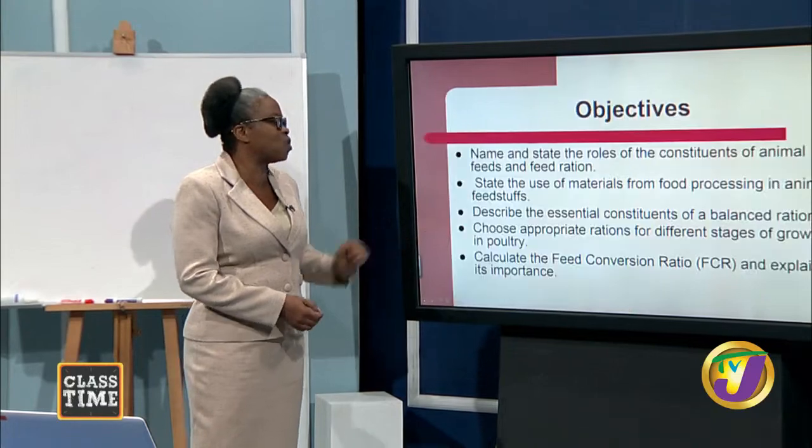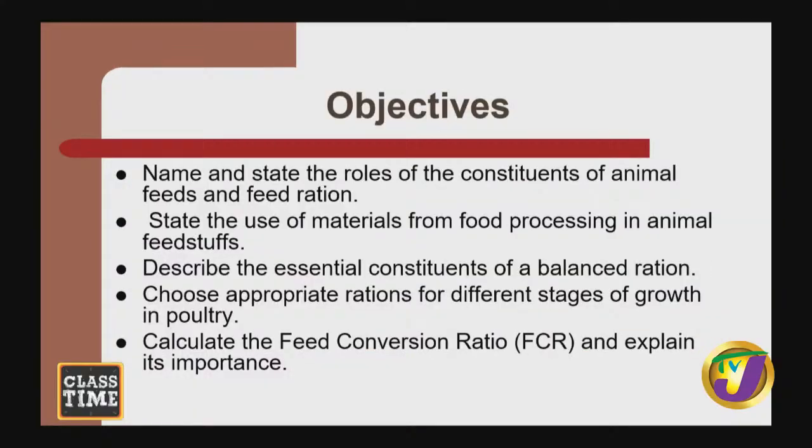And so the objectives we want to achieve this morning, I want you at the end of this lesson to be able to: 1, name and state the roles of the constituents of animal feeds and feed ration. 2, state the use of materials from food processing in animal feedstuffs. 3, describe the essential constituents of a balanced ration, and choose appropriate rations for different stages of growth in poultry. And finally, calculate the feed conversion ratio and explain its importance.